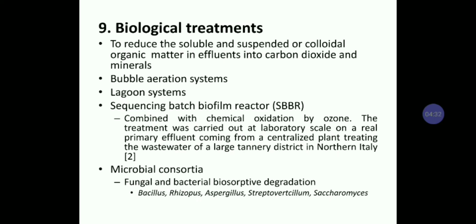To reduce the soluble and suspended or colloidal organic matter in the effluents to carbon dioxide and minerals, we use bubble aeration systems and lagoons. Sequencing biofilm reactors are also used in combination with chemical oxidation by ozone. And for microbial degradation, we use Bacillus, Rhizobium, Aspergillus, Trichoderma, and Saccharomyces.